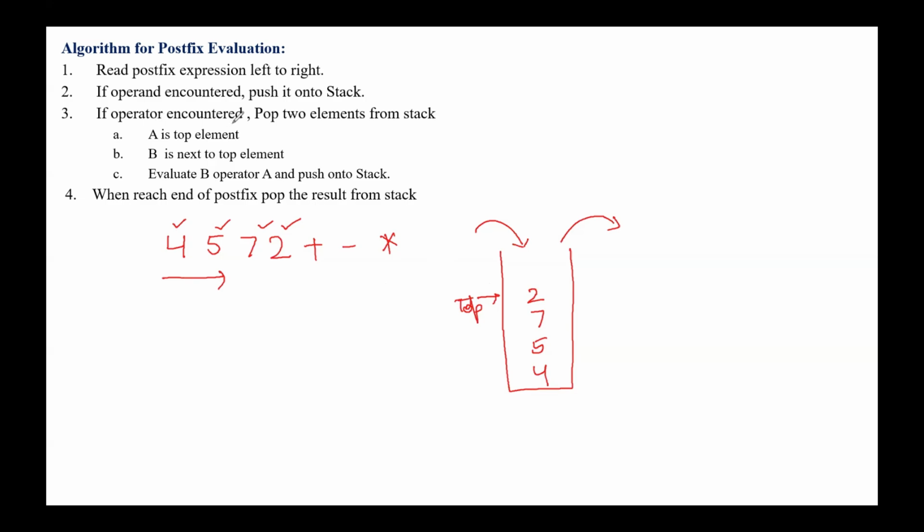Now the plus operator is encountered. Then what do we have to do? Pop two elements from the stack. A is the top element, so the top element means 2. B is the next top. So we pop two elements from the stack, and right now the top points to this one.